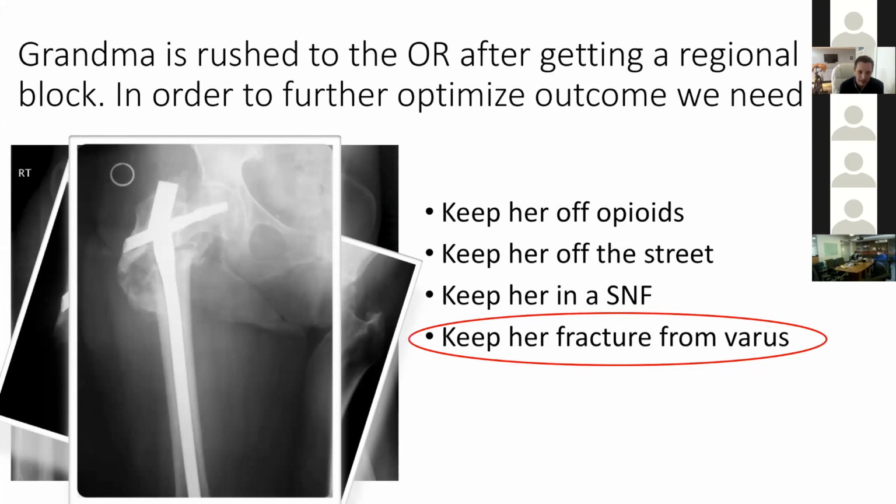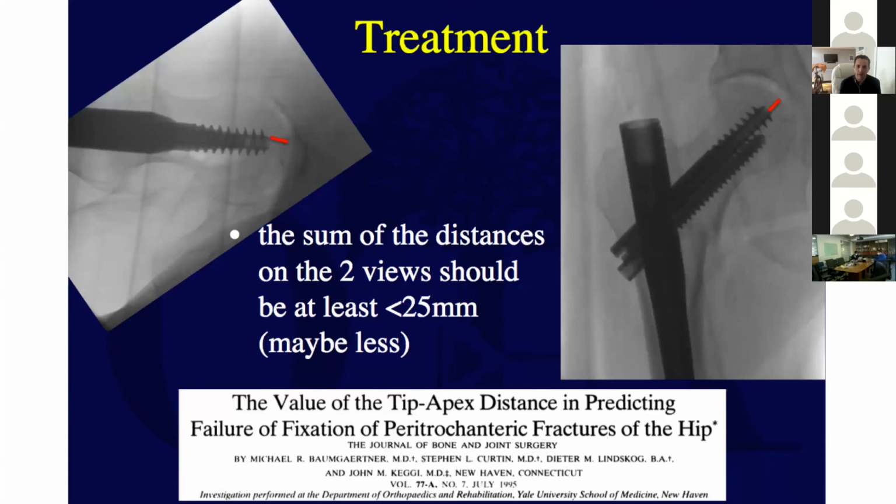And speaking of cutout, no talk about trochanteric fractures is complete without mentioning the tip-apex distance, a measurement that was popularized by Michael Baumgaertner from Yale University. When you do any type of fixation that involves a sliding hip screw, nail, or plate, you want to keep the screw inside the femoral head, so that the sum of the distances from the tip of the screw to the center of the femoral head on the two views, AP and lateral, is less than 25 millimeters. If you do that, you're going to decrease your chances of cutout significantly.